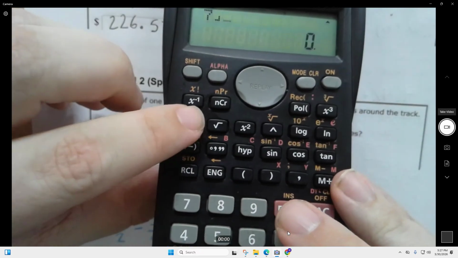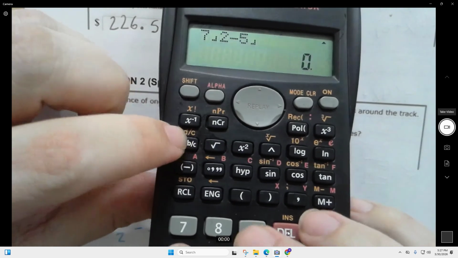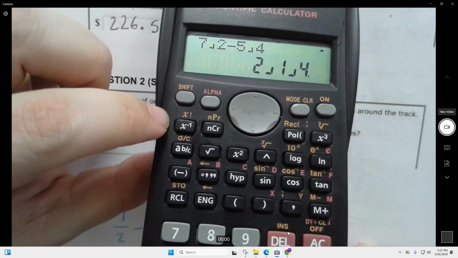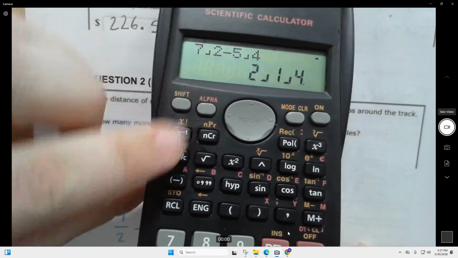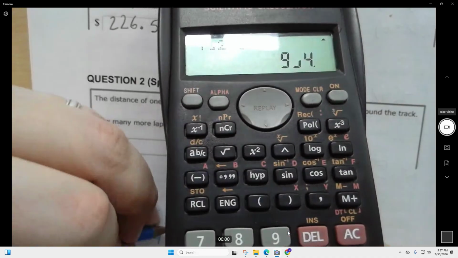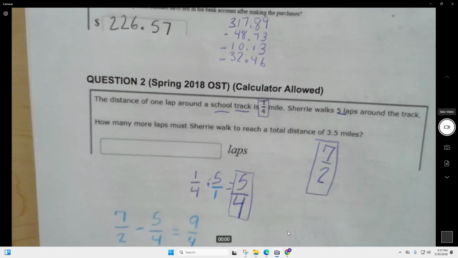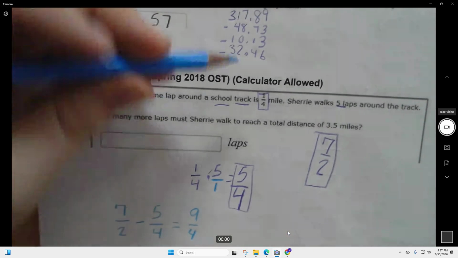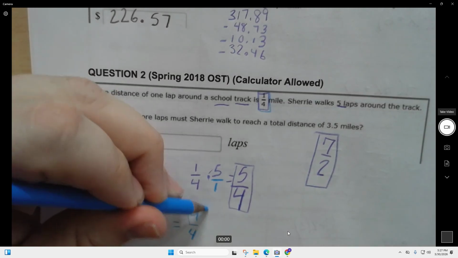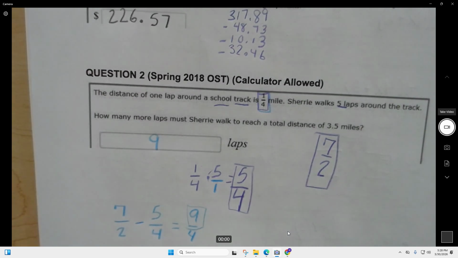So we'll do 7 ABC 2 minus 5 ABC 4, and it'll leave us with 2 1/4, which we're again going to hit Shift ABC to convert to an improper fraction. Why do I want to convert this to an improper fraction? Well, because this makes my life a lot easier. If I know that each lap is 1/4 and we need to walk 9/4, that means that I need to walk 9 more laps. And the problem is done.